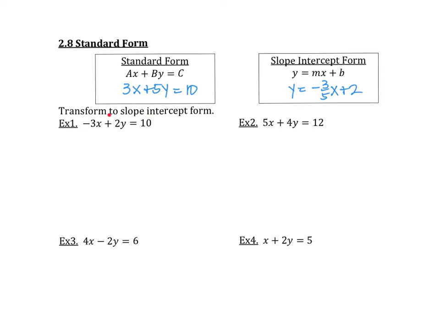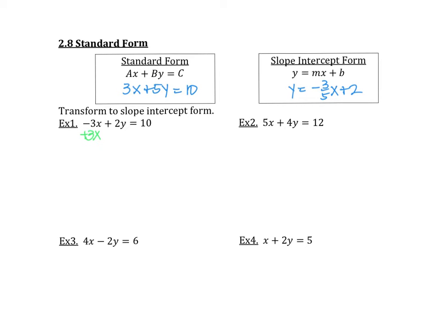So we're going to transform from standard form to slope-intercept form. If I look at example 1, this is in standard form. It has -3x plus 2y equals 10. I want it to say y equals something so that I can graph this more easily. I want to solve for y, so I want to cancel off the x part.